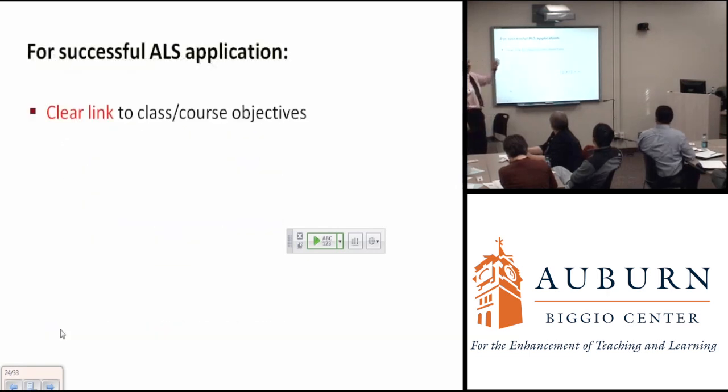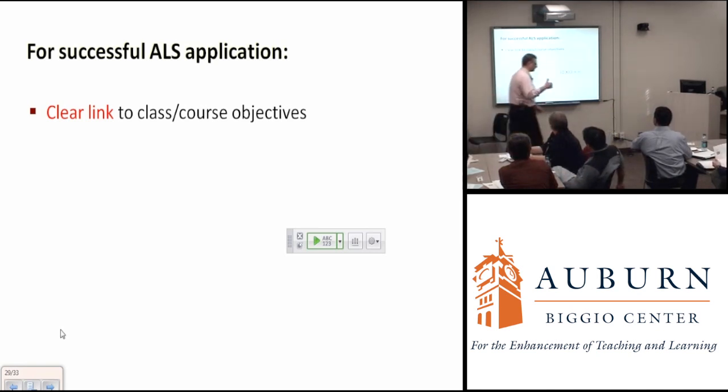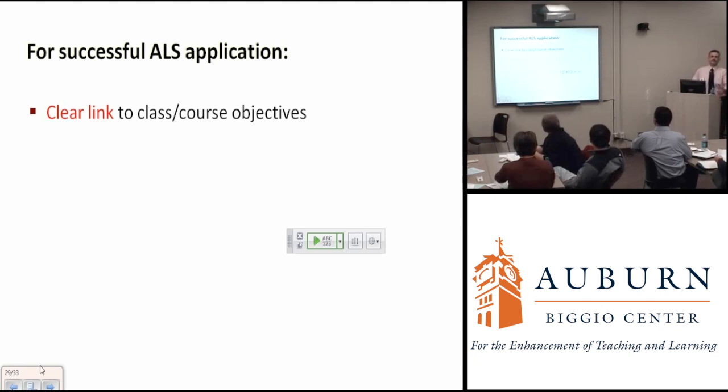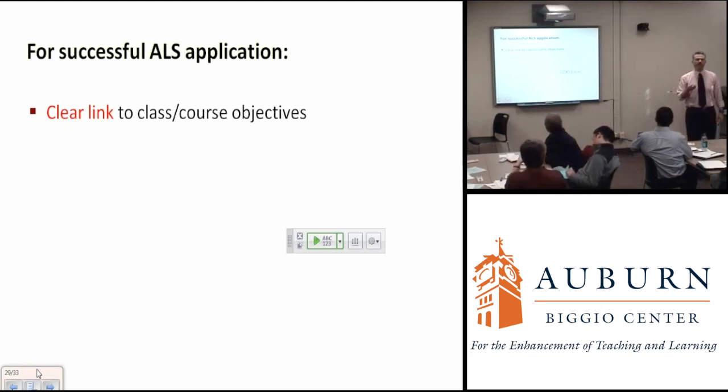Well, for successful application of active learning strategies, if you want to do them, what can guarantee they will serve their purpose? Well, first of all, you have to have a clear link to your objectives. You're not doing this just for fun or to waste time or just to let the students work and you go outside and have a cup of coffee. No, you have to have clear links to the objective of the course. What do you want them to learn? You have to always remember that the objective of your teaching is not what you're going to tell them, but what they're going to learn.